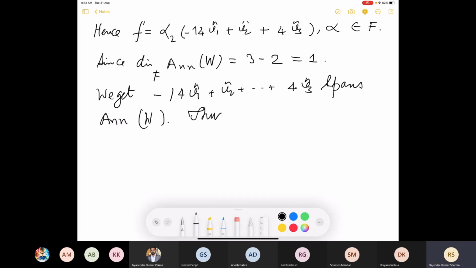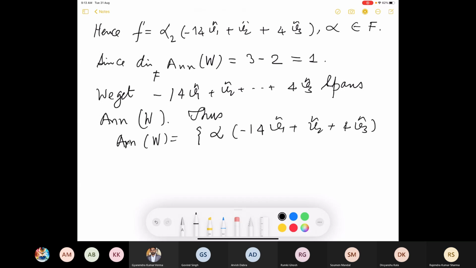So the annihilator of W is of the form alpha times (minus 14 v1 hat plus v2 hat plus 4 v3 hat). Alpha comes from F, and F is here R. So this is the annihilator. We have got one basis vector: minus 14 v1 hat plus v2 hat plus 4 v3 hat.